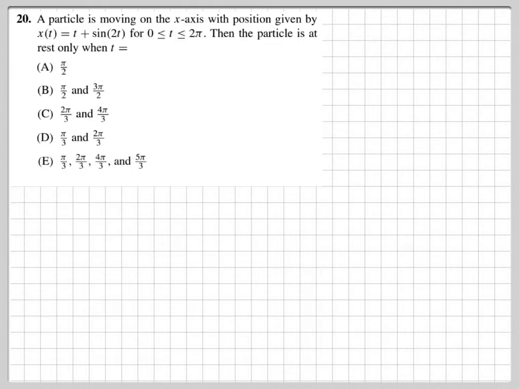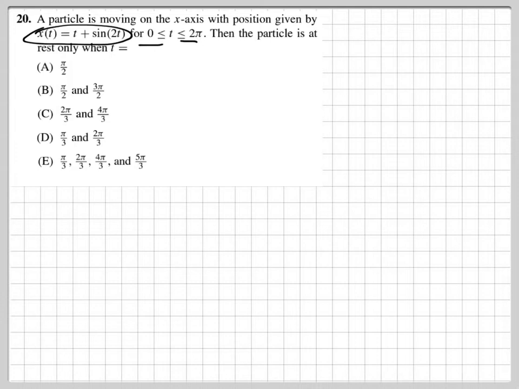All right, the particle is moving on an x-axis with position given by this formula. t is time, and we're in this interval from 0 to 2 pi seconds, or whatever the t is. It doesn't look like it tells us.